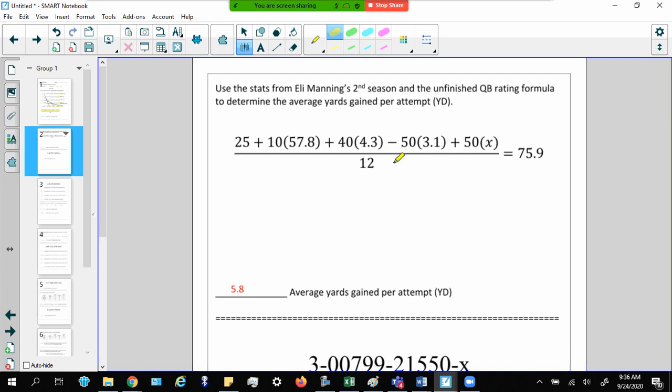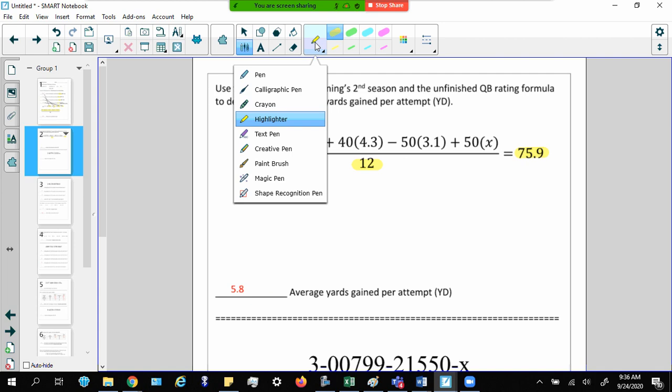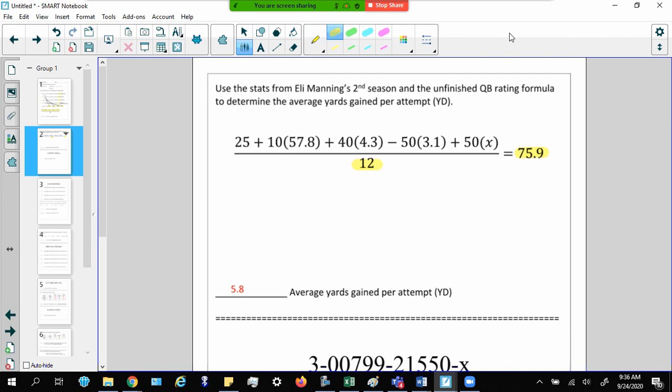The biggest challenge is making sure that you get rid of this denominator first. So I'm going to multiply the denominator by what it's equal to. That's 12 times 75.9. This is basic math here, all right? I'm going to do two things: multiply 12 times 75, and also simplify all these things by multiplying. So I'm doing two things at once.